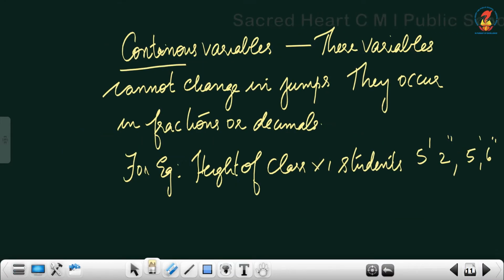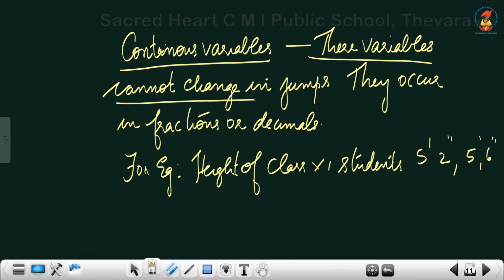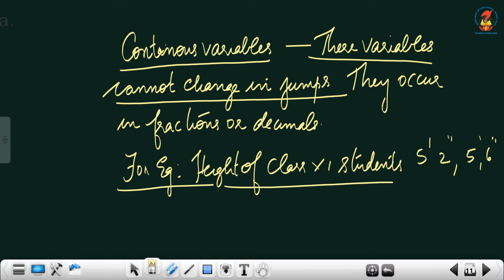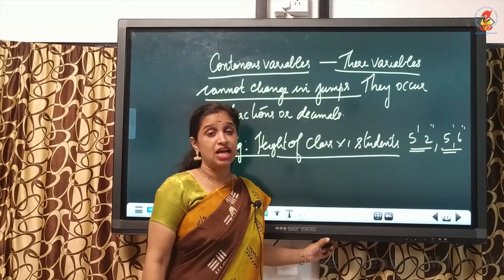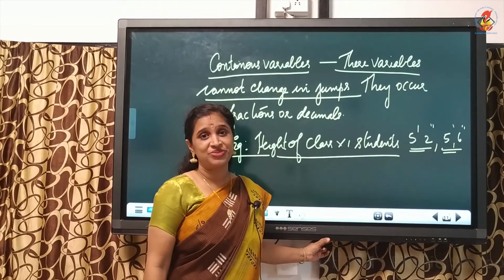Now what are continuous variables? Continuous variables are those variables which cannot change in jump. They cannot occur in whole number. They can change only in decimals or fractions. For example, the height of class 11 students. See, 5'2" and 5'6", isn't it? 5'2" and 5'6", the height of the students.